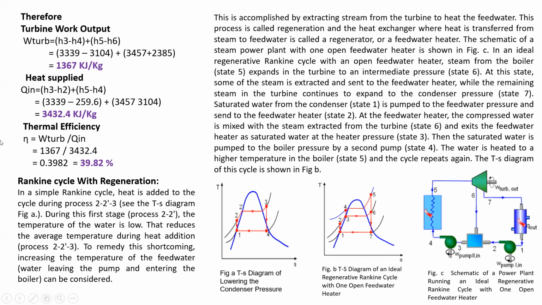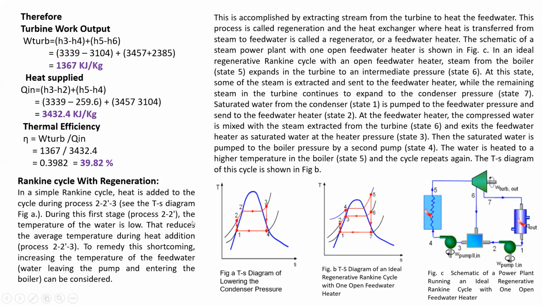Then we'll go to the last one, that is the Rankine cycle with regeneration. I have to explain a little fast. In a simple Rankine cycle, heat is added to the cycle during process 2-3. You can see here, 2-3, the heat is being added in the boiler.